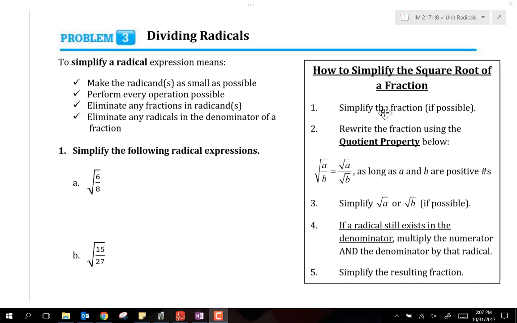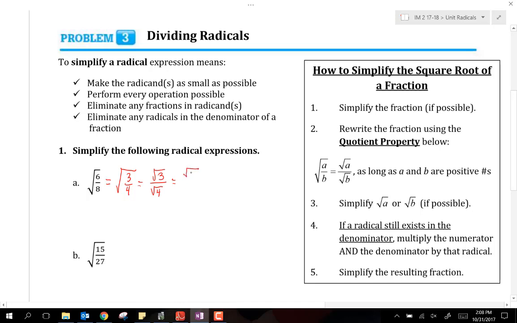So here are our steps. Simplify the fraction. So let's look at letter A and do this. Simplify it, we can do that, divide them both by 2. Rewrite the fraction using the quotient property, split them up. Simplify A and/or B if possible.